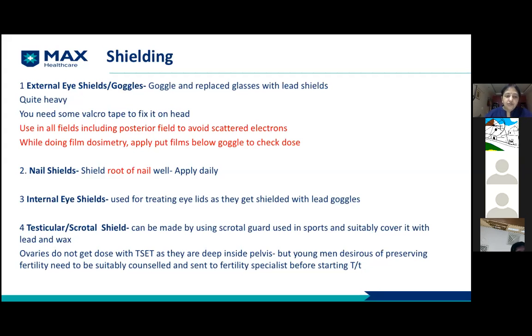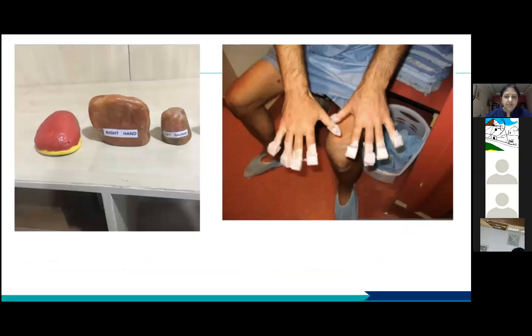For a male patient, you will require some testicular or scrotal shield also, especially if they do not have any lesions in the scrotum or perineal areas. It can be made locally by using the scrotal guard, which is usually used in sports, cricket, etc., and suitably cover it with lead and wax. You don't really have to worry in women about ovaries because ovaries are deep seated inside the pelvis, but young men who are getting TSET and who want to preserve their fertility need to be suitably counseled and sent to fertility specialists before starting their treatment.